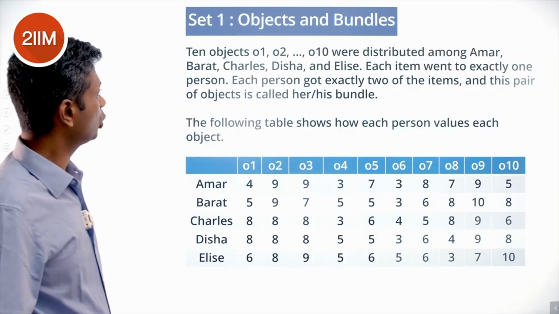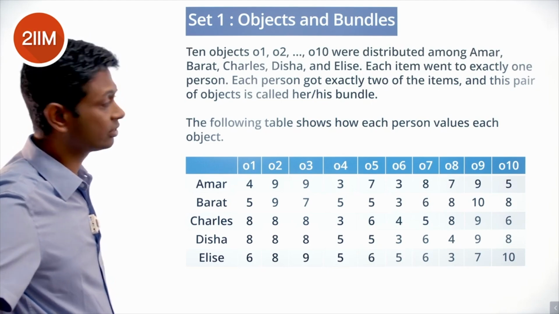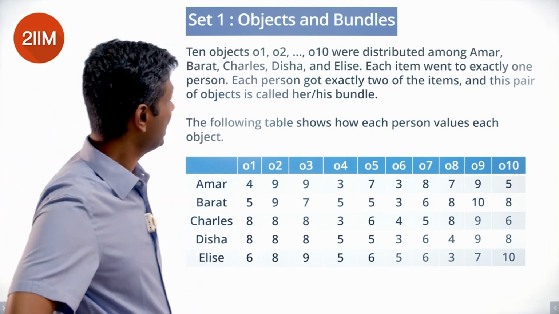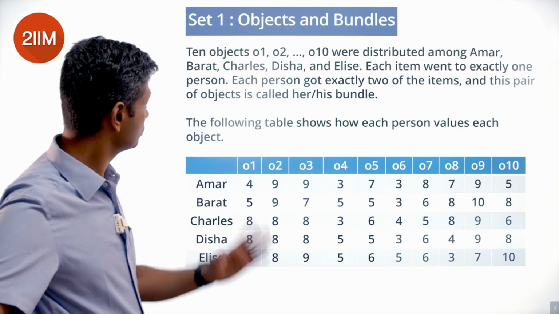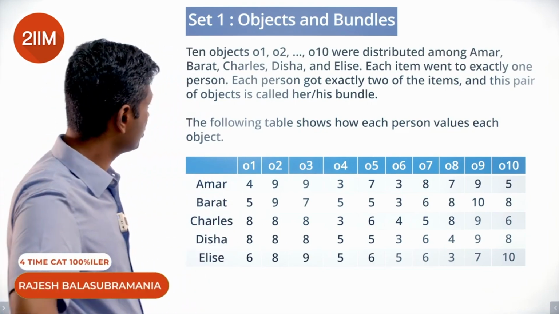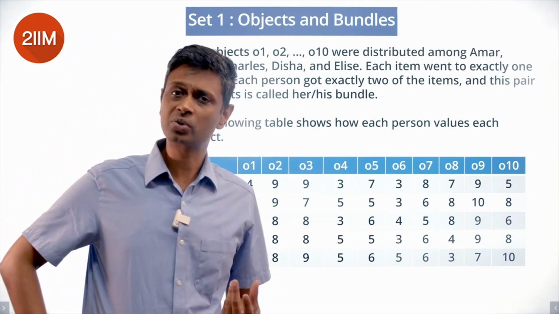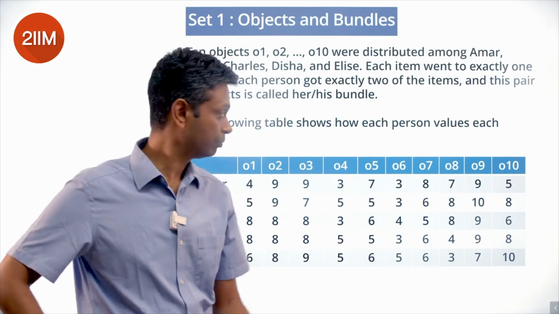10 objects, O1, O2, O3 till O10, were distributed among Amar, Bharat, Charles, Disha and Elise. So 5 people, 10 objects. Each item went to exactly 1 person. Each person got exactly 2 of the items. And this pair of objects is called her or his bundle. So if Elise gets O2 and O7, O2 and O7 is Elise's bundle.